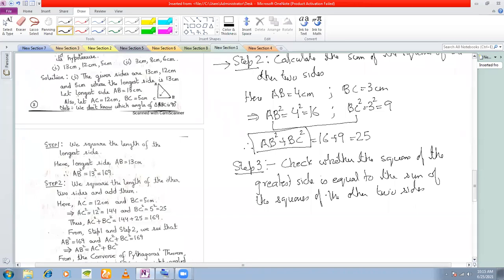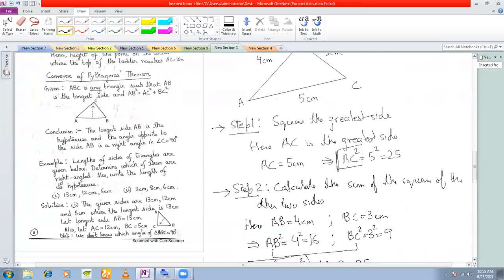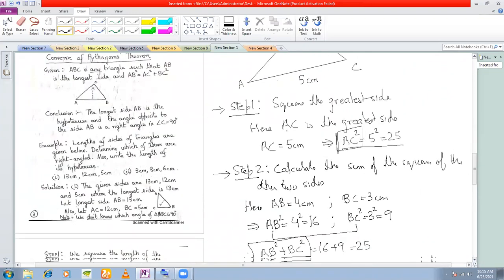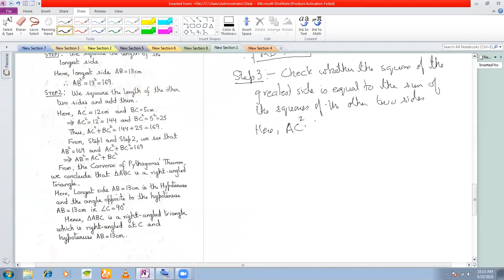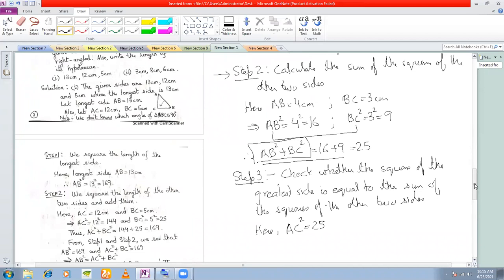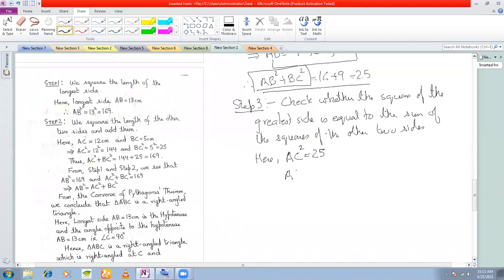Right? So what do I do here? We are in step one, the greatest side is squared. How much have we calculated? 25. So here AC square is equal to 25. And in step two, what have we calculated? AB square plus BC square is equal to 25. Therefore, what do we see? AC square is equal to AB square plus BC square, right? So we have seen that AC square is equal to AB square plus BC square.